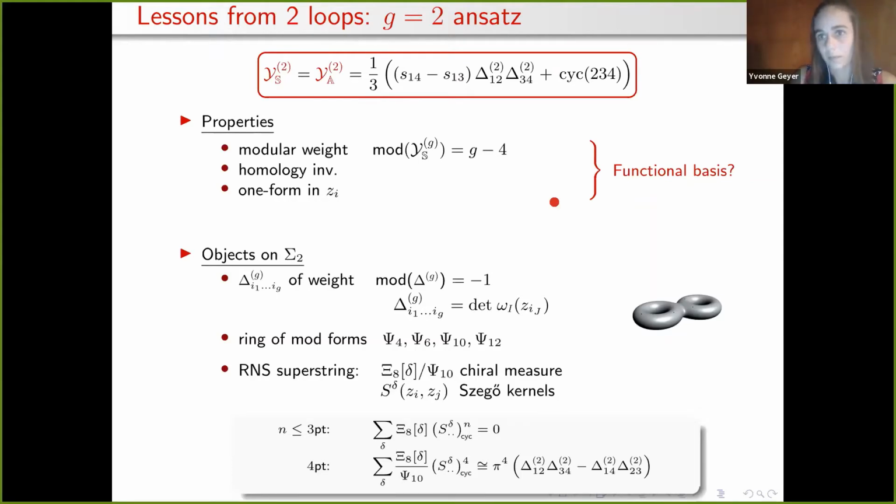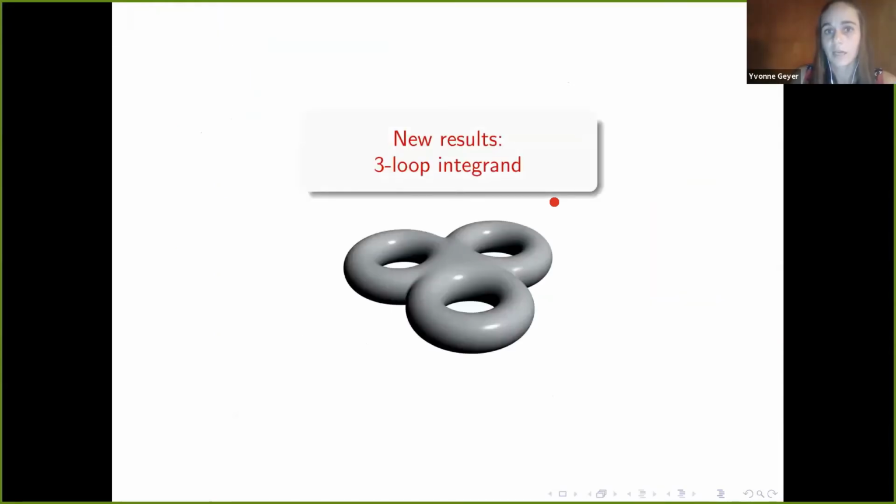Now, keeping in mind what we've learned here, let's try to apply this to something where the answer is not known, which is the 3-loop integrand, both for the ambitwistor string and the superstring.